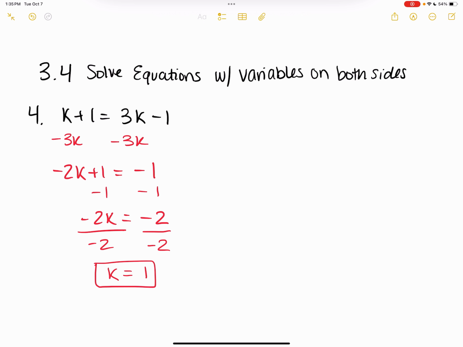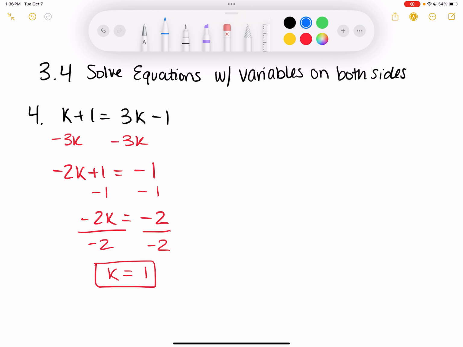Now, I'm going to show you how I can do this whole chunk of steps that I just did, that took all this space, in one step. If you need to do it in two, or one, that's fine. If you want to do it all together, that's also fine. So I'm going to come over here and rewrite this problem. I know I'm moving the k's over this way, so I can say, subtract 3k from both sides. But I can also say, I know that all my numbers are going the other way, so I can go ahead and undo it over here.